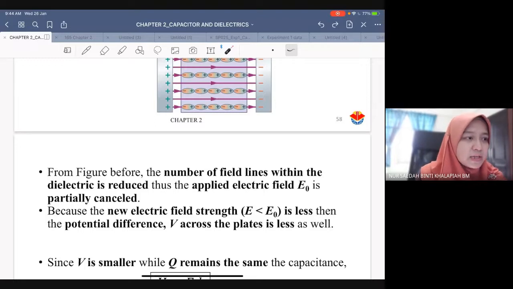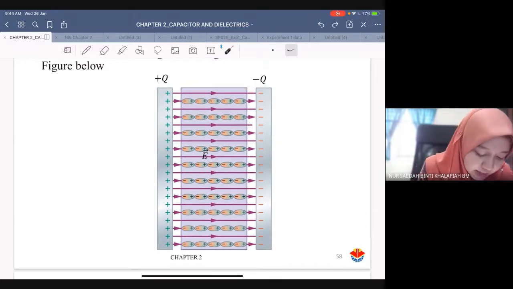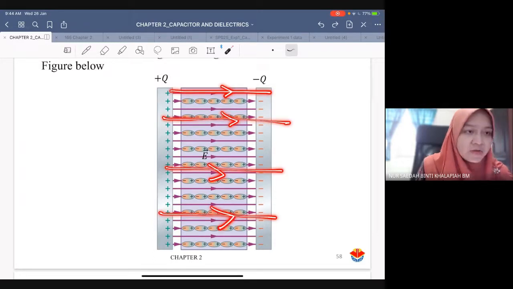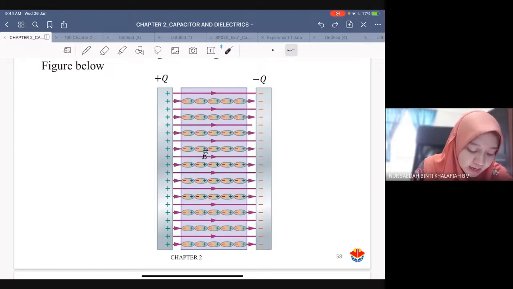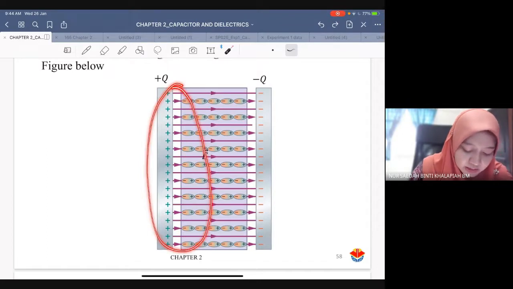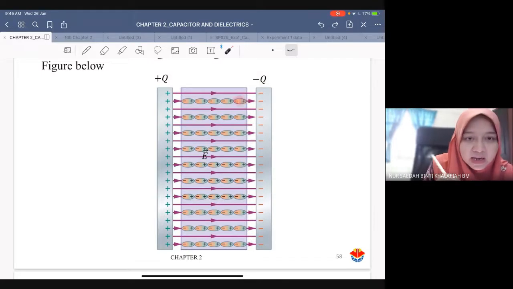The number of field lines within dielectric is reduced. So apa yang berlaku sebenarnya? Pertama sekali kita ada electric field dari capacitor itself. Daripada capacitor kita ada electric field, directionnya ke kanan, from positive plates to negative plates. Bila molecules tu kita susun, kita akan dapat satu side negatif, satu side positif.